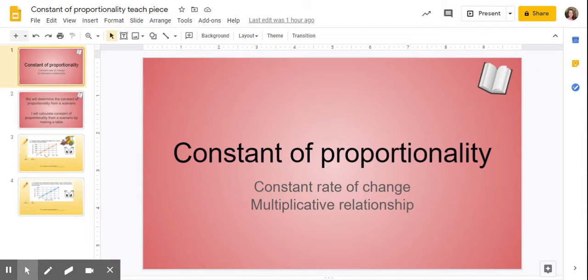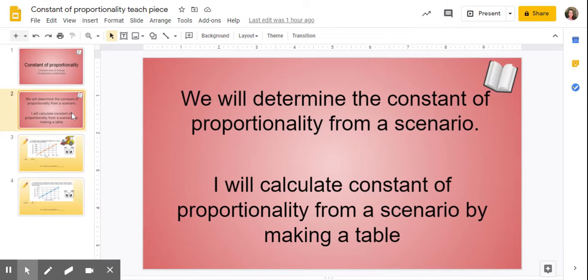Today we're going to be talking about the constant of proportionality. This is also the same as having the constant rate. It's a multiplicative relationship. So today we will determine the constant rate of proportionality from a scenario. And you, the student, will calculate the constant of proportionality from a scenario by making a table.